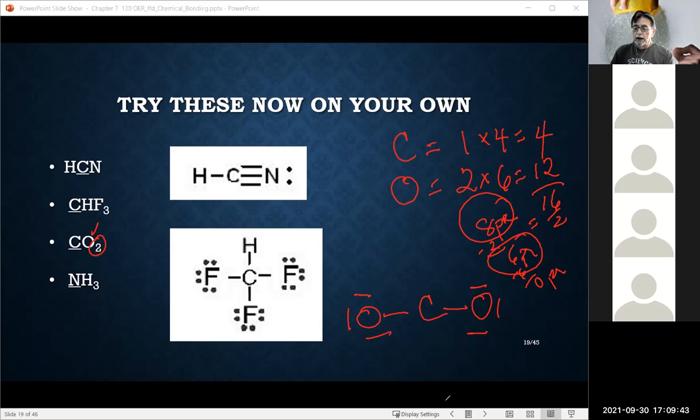Okay, and I might say, okay, I'm done. No, I'm not. I got to check the octet. So once you write the general initial formula, check the octet. If everybody's happy with the octet, then you are done. But at this point, it doesn't look that way, right?